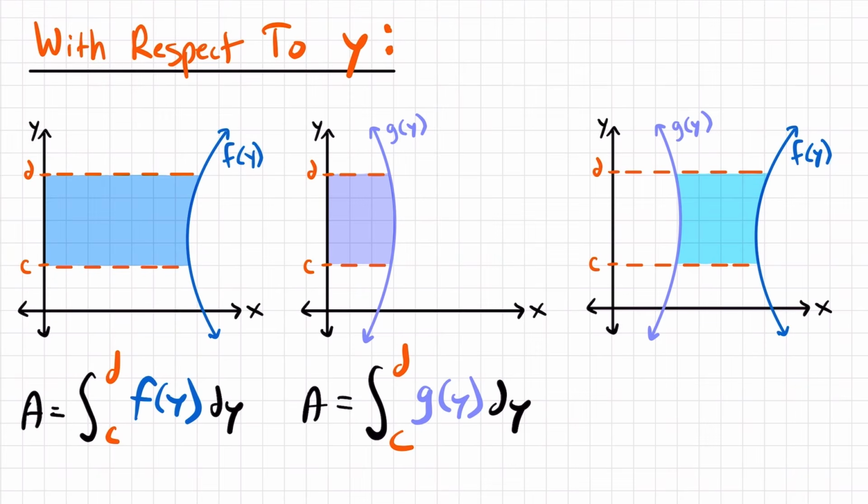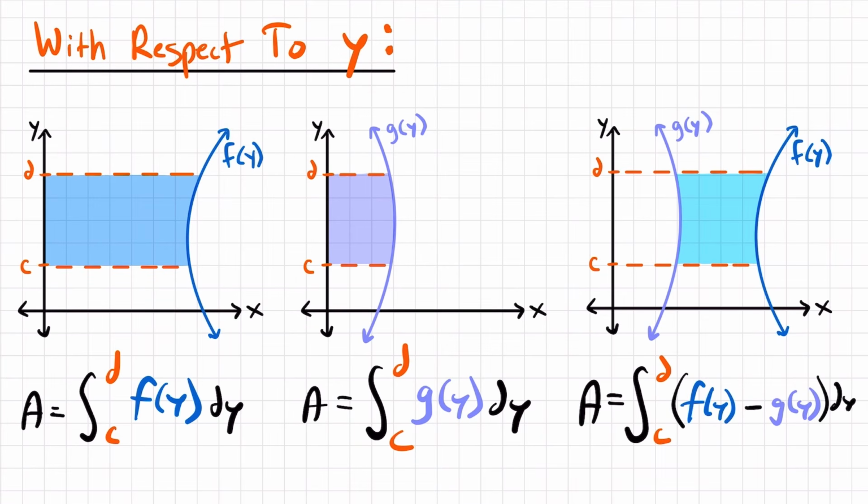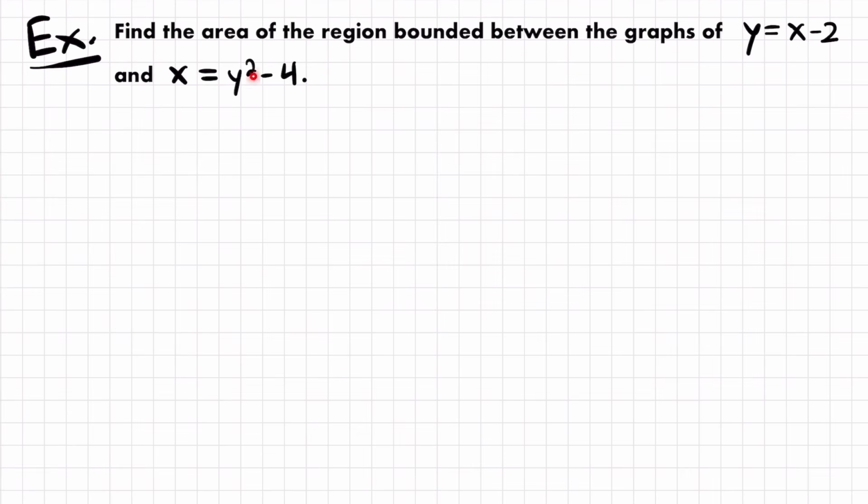And so our definite integral for the area will look like this. We'll have that the area is equal to the definite integral from c to d of f of y minus g of y, and that is with respect to y, so we have dy. All right, so it's the same concept. The only difference is now we are looking from right to left instead of from the top down. And so let's take a look at an example problem where integrating with respect to y is actually going to be very useful.